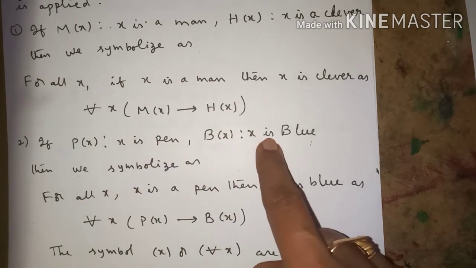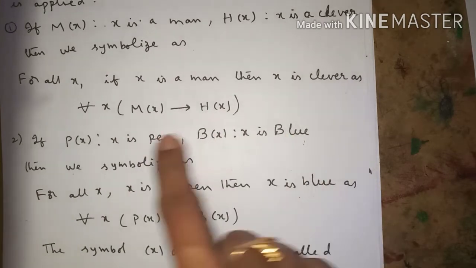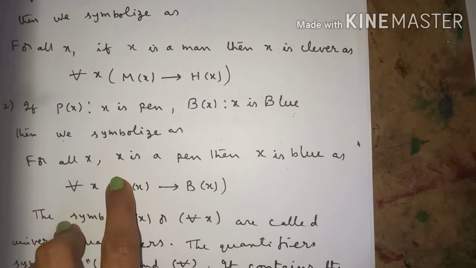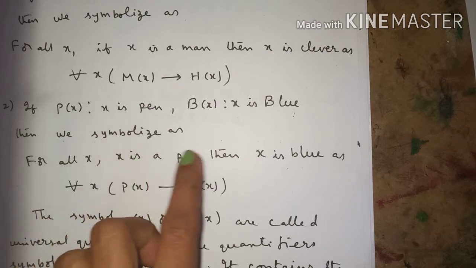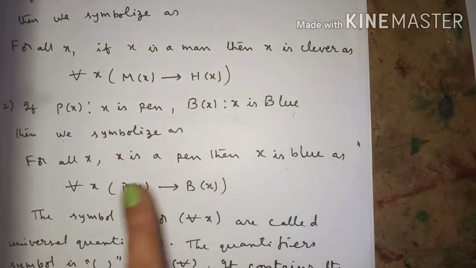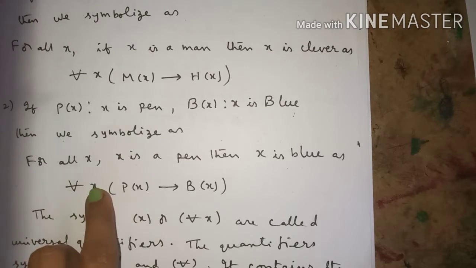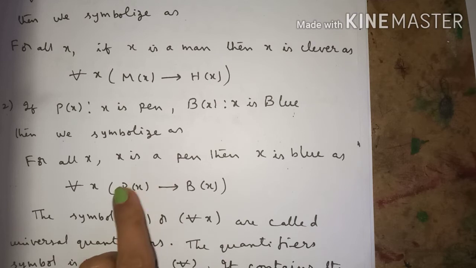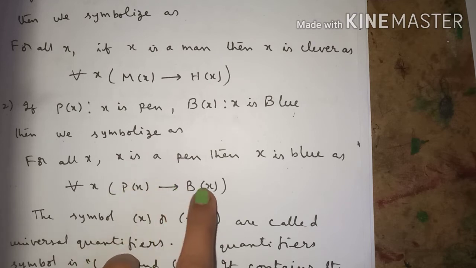B of x means x is blue. P of x means x is pen. Then we symbolize this one: for all x, if x is a pen, then x is blue. We can write it in this form: for all x, if P of x, then B of x. This is a conditional statement.